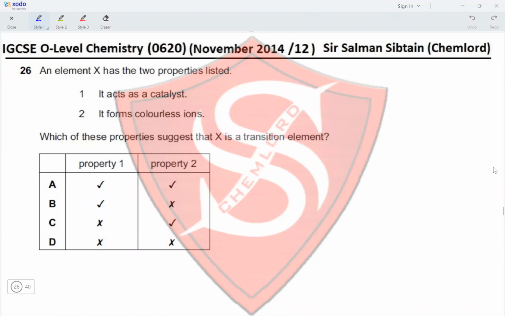Question 26. An element X has the two properties listed. It acts as a catalyst, it forms colorless ions. Which of these properties suggests that X is a transition element? So a transition element can act as a catalyst because it has variable oxidation states and it forms colored ions, not colorless ions. So property 1 belongs to transition elements and property 2 is not a property of transition elements. So since property 1 is correct, this eliminates options C and D, and since property 2 is incorrect, this eliminates option A and makes option B the correct option for this question.